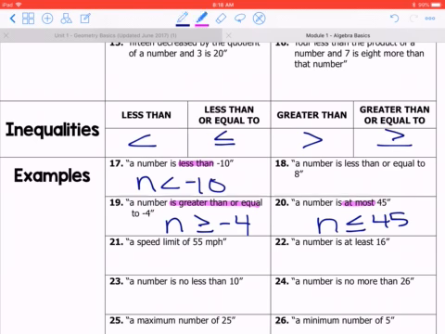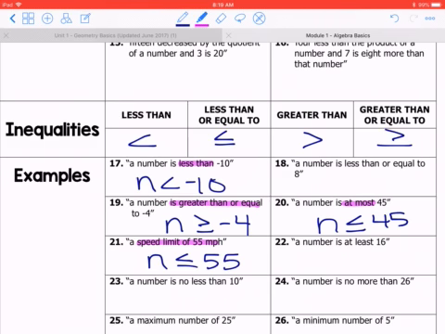Let's look at this one, kind of real world. A speed limit of 55 miles per hour. That means that your number, your speed has to be less than or equal to 55. You're not supposed to go over because then you'll get a ticket. All right. Let's do one more.